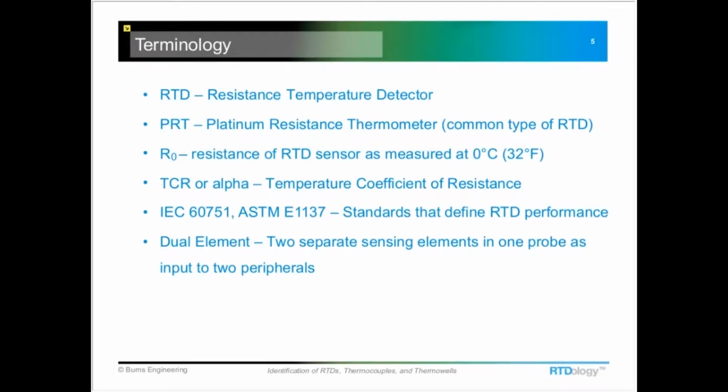And then another term that comes up and gets questioned frequently is the difference between a single and a dual element. A dual element has two separate sensing elements, and they're both placed into one probe. It's typically done so that you can run, let's say, a local indicator, and maybe the other sensing element goes off to a PLC or other type of controller or a chart recorder. There are also triple elements, which would have 3 sensors placed in one probe. So just a little point of clarification there.